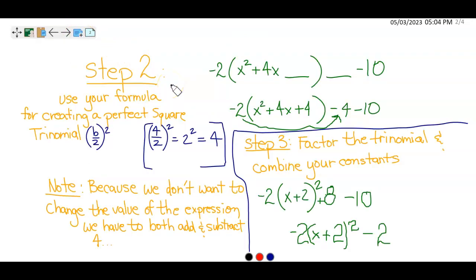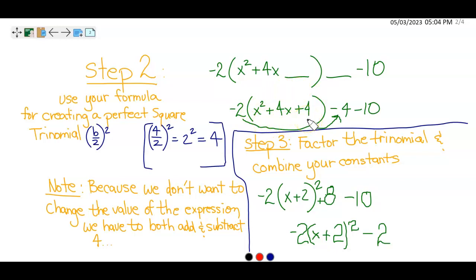Then you've got step 2, which is this bit of business on the left and top side of your screen. So in step 2, we use our formula. Here it is, b divided by 2 squared. Our formula for creating a perfect square trinomial, and we create a perfect square trinomial. So 4 divided by 2 is 2. 2 squared equals 4. So we have to add 4 so that we can factor this.